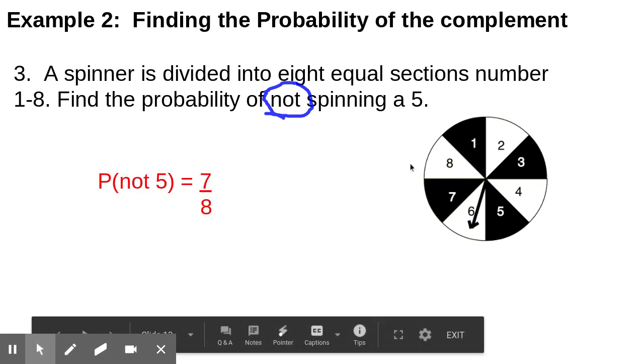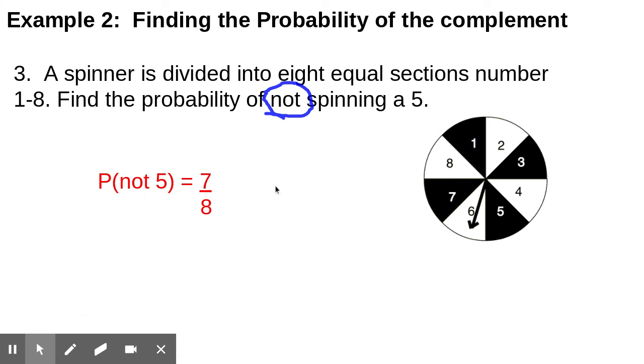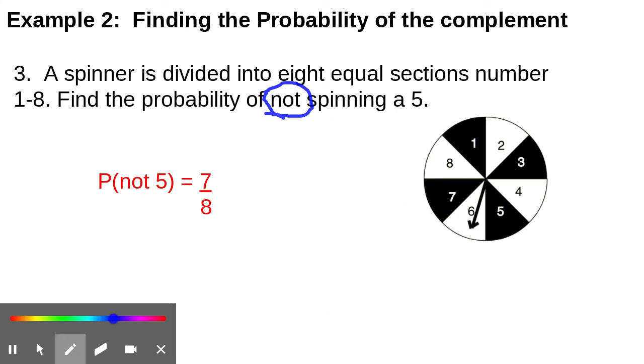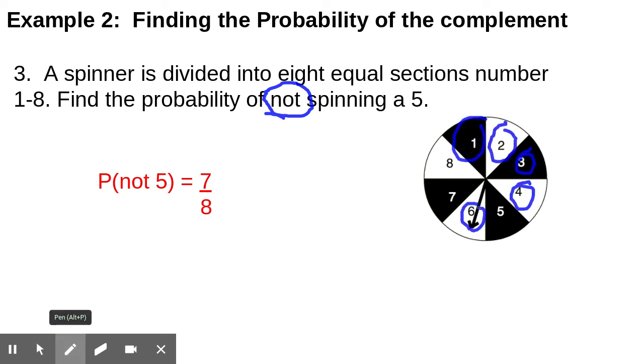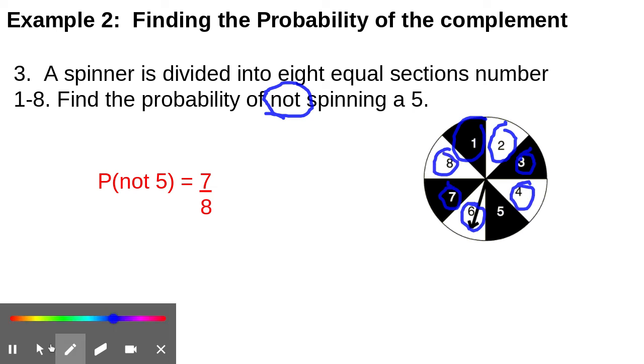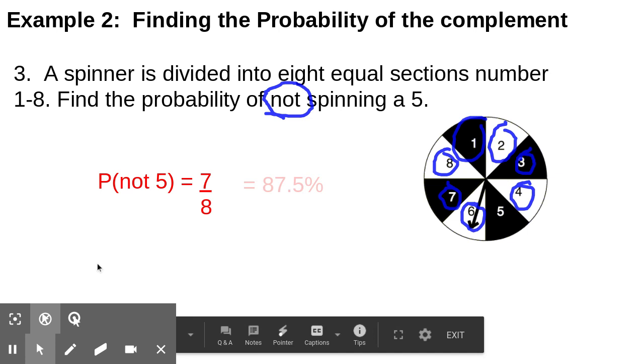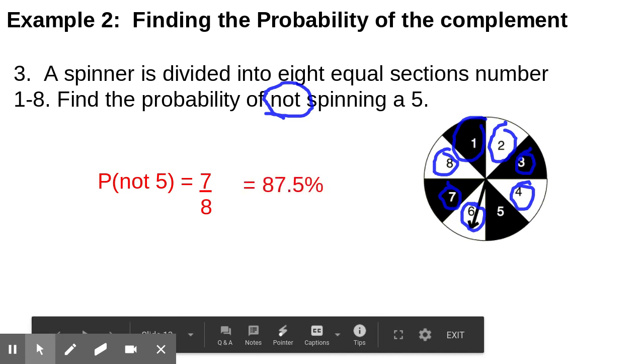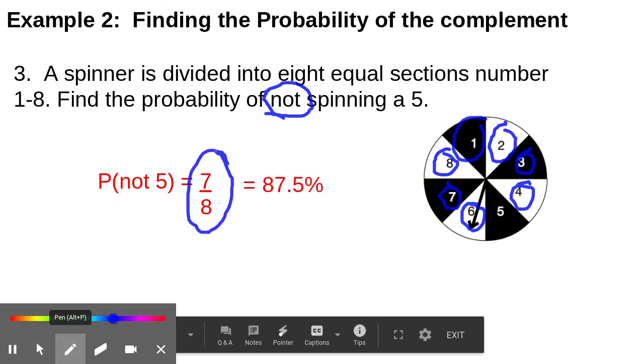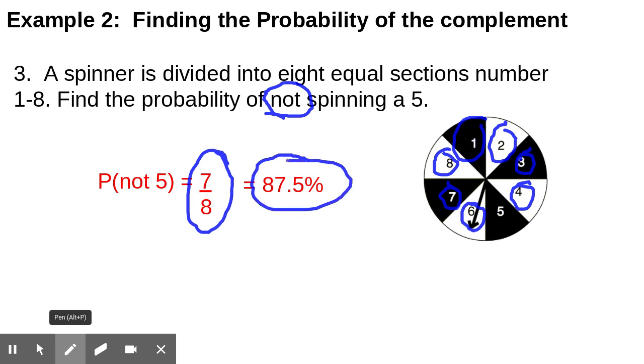So what is the probability of not spinning a 5? Well, there are 8 sections on this spinner, and not spinning a 5, there are 7 of them, right? The 7 that are not a 5 are the 1, the 2, the 3, the 4, the 6, the 7, the 8. There are 7 out of the 8 that are not a 5. Can I simplify that anymore? No. So my probability is 7/8, which is 87.5%, which is likely to happen.